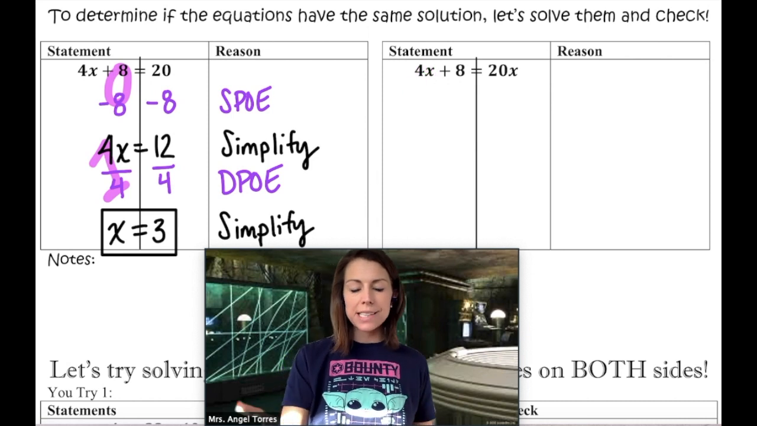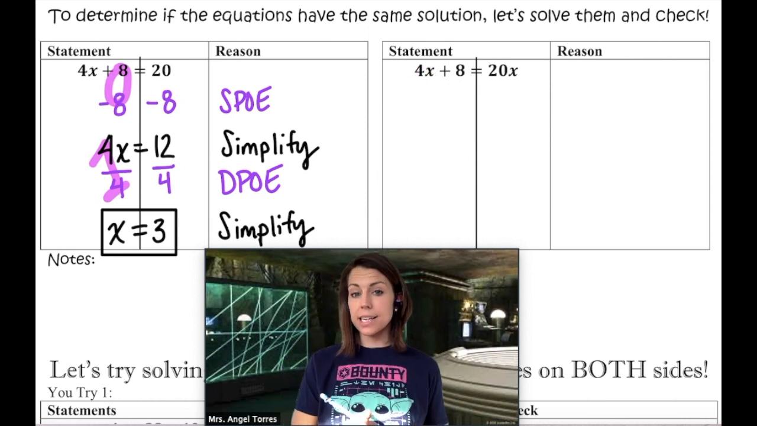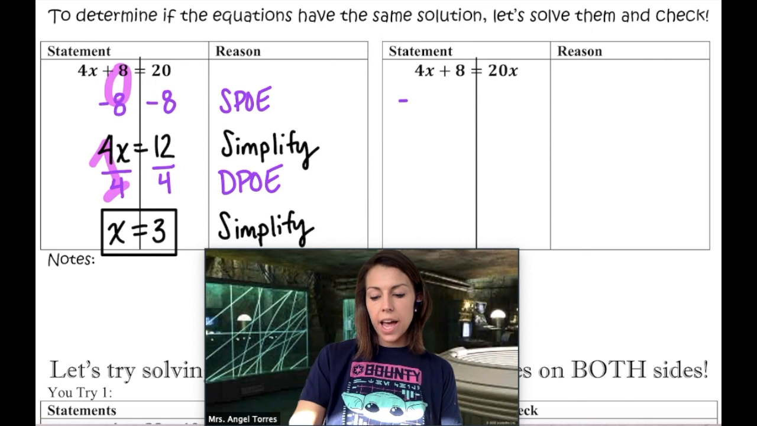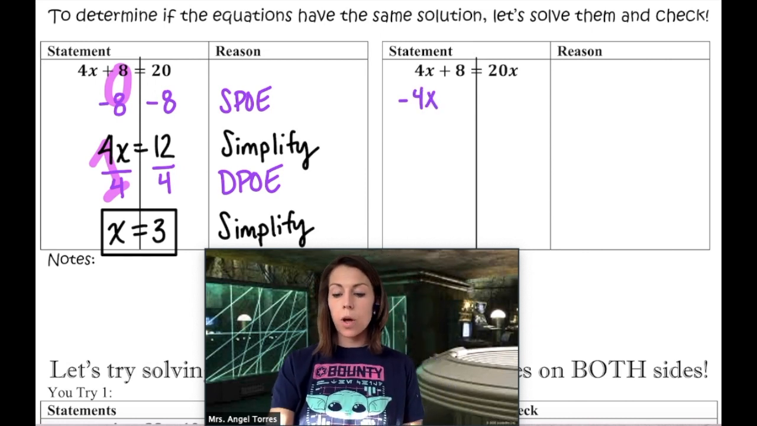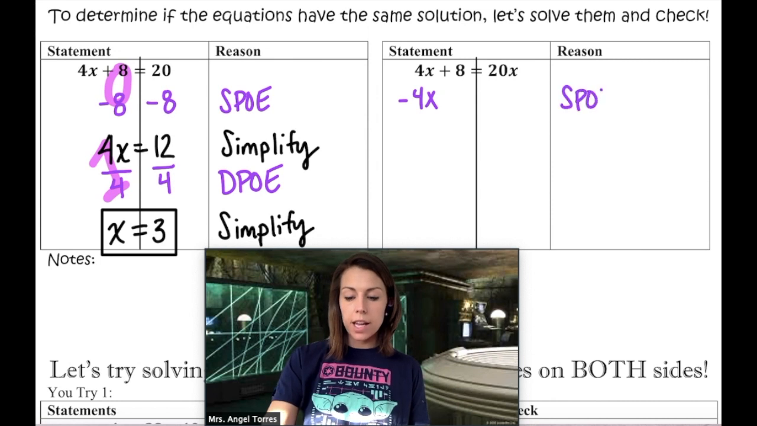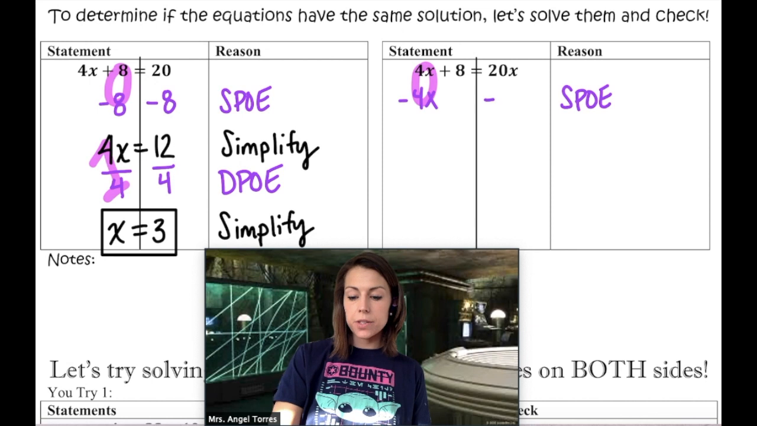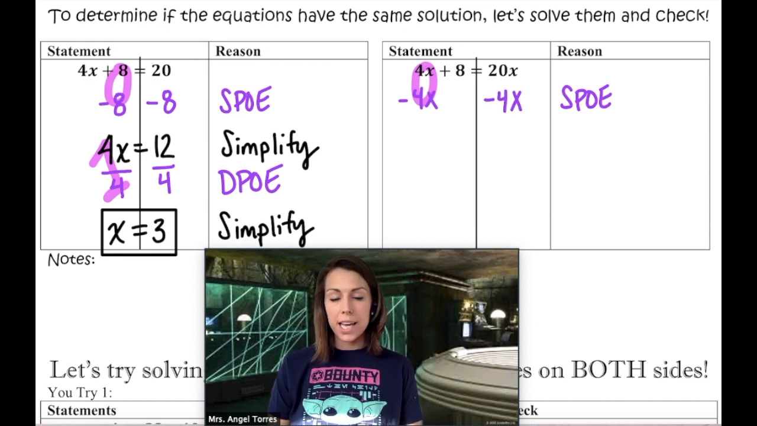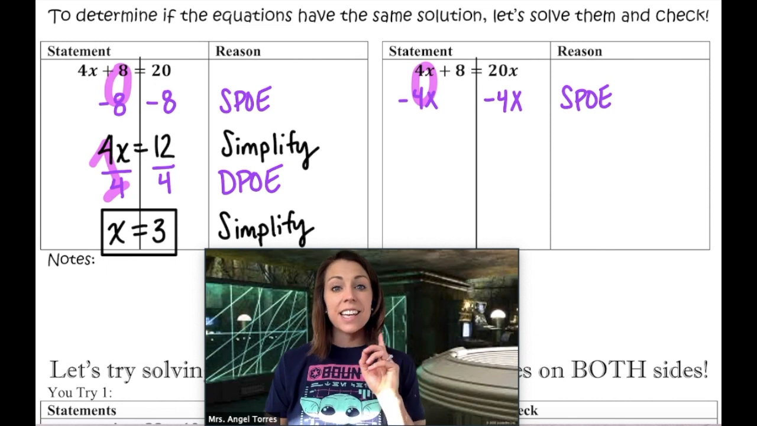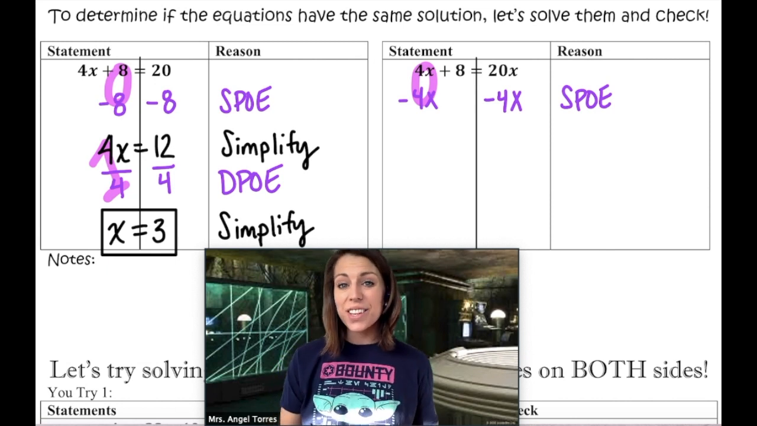Well, how do you make 0 out of a positive 4x? You would have to take away those positive 4x's. So I'm going to subtract 4x. Well, by subtraction property of equality, even though this makes a 0 term, I still have to subtract it from the other side. Now, here's the interesting part. Can I subtract 20x minus 4x? Yes, I can, because those are like terms.